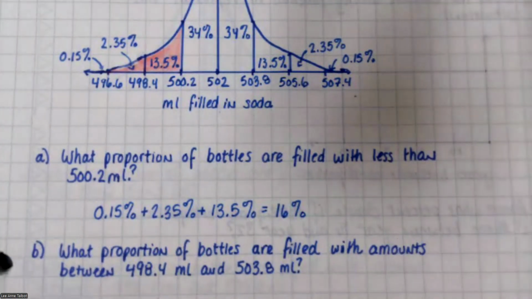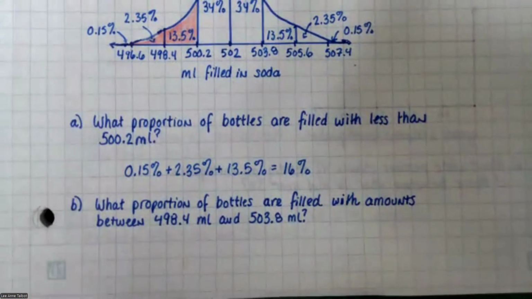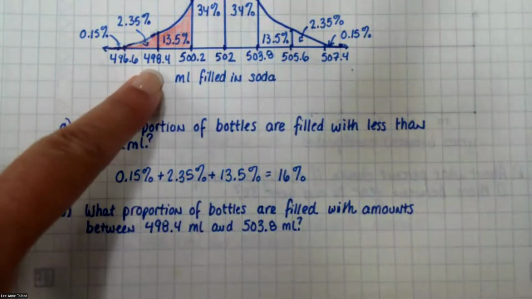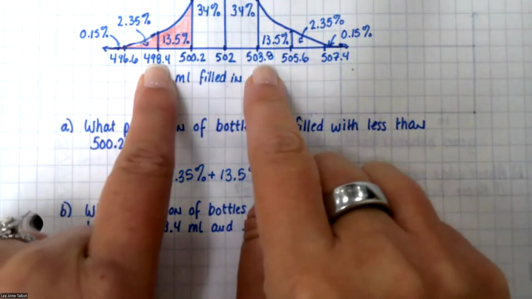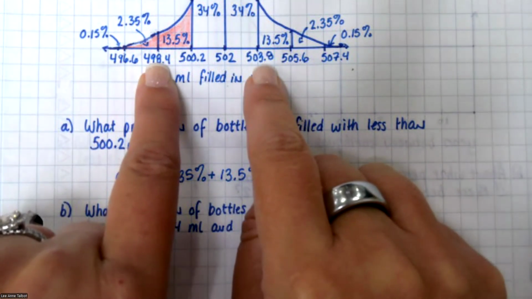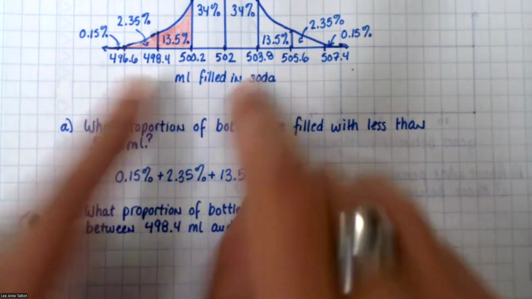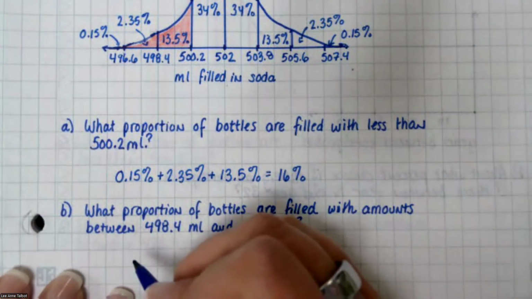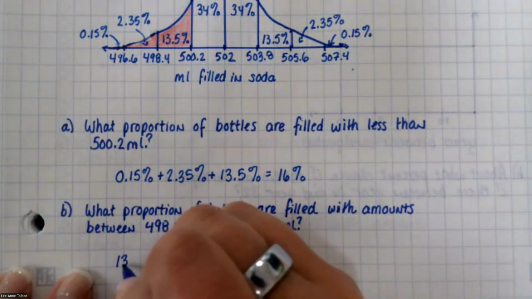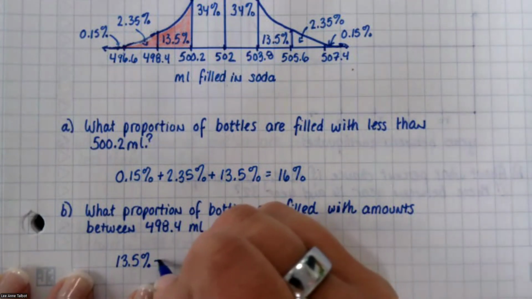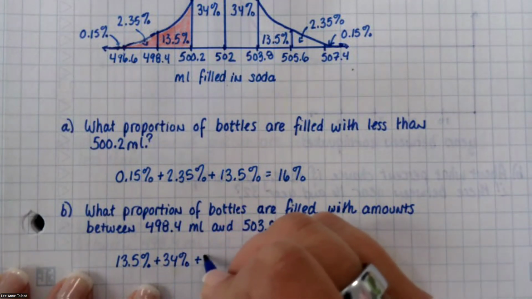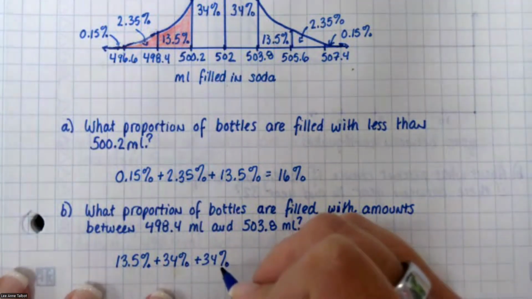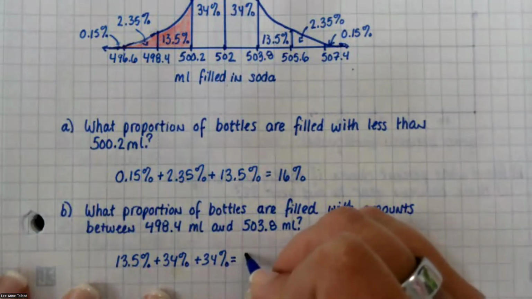Can anyone venture how to proceed with this problem? What do I do between 498.4 and 503.8? It's not rocket science. You guys are like, is there something I'm missing? No, really, you just add the percent. You're looking at each other like, does she want something else? 13.5% plus 34% plus 34% is 81.5%.